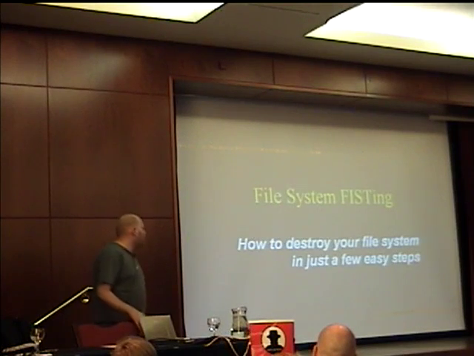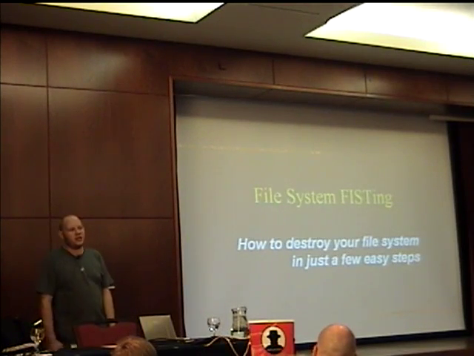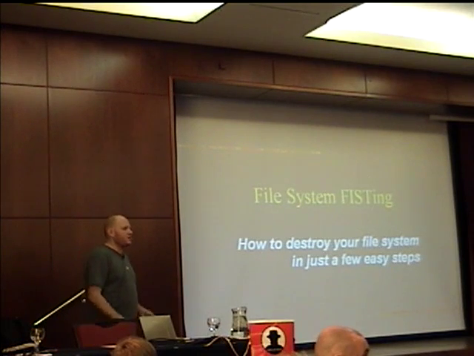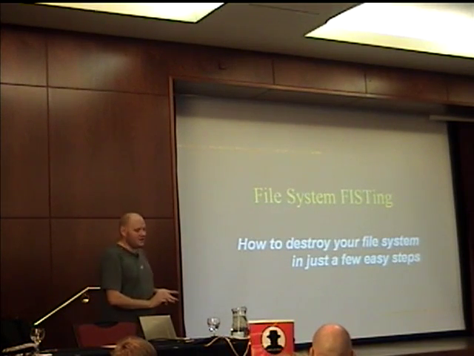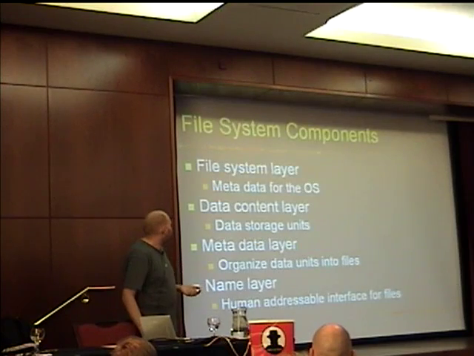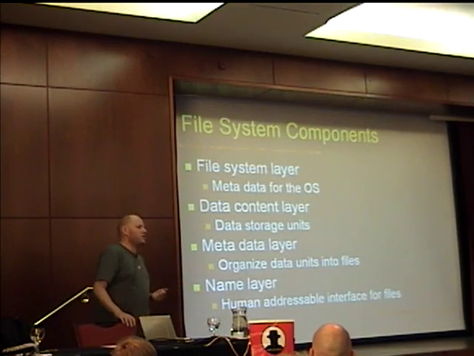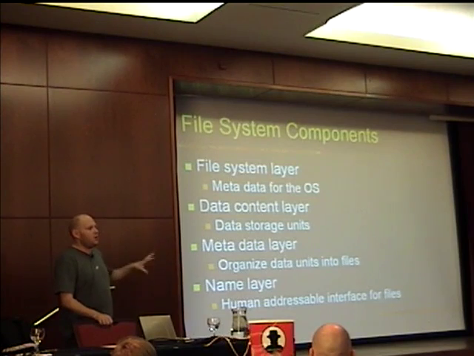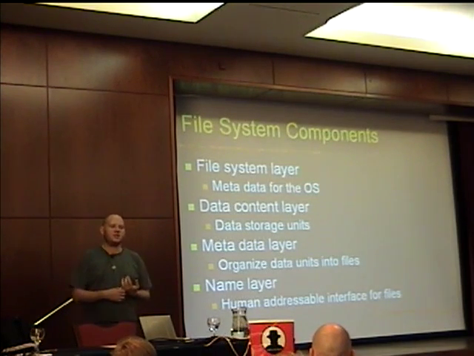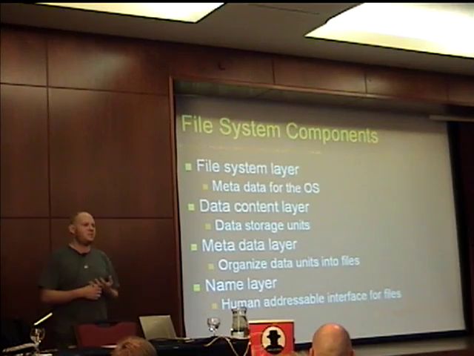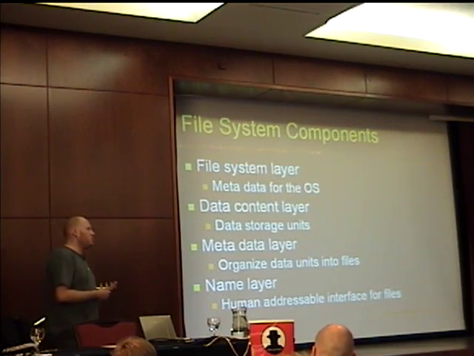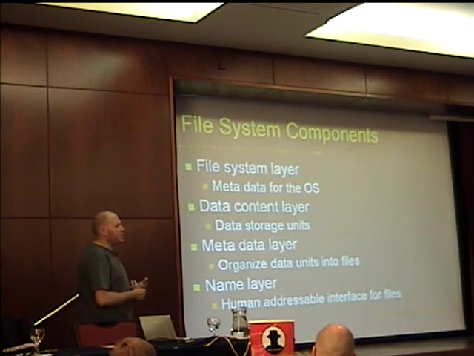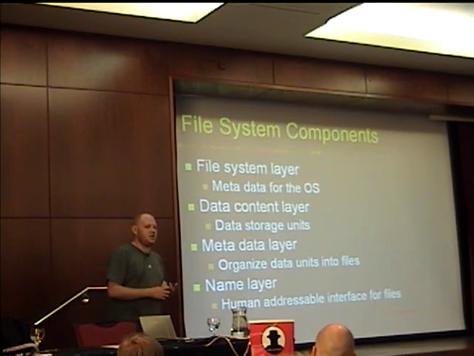Okay, good. So we can now look at actual attacks within the file system, or how to destroy your file system in a few easy steps. If we look at what we're going to be examining, we need to first understand how file systems are implemented and the core components that make them up. Then we're going to look at a specific implementation, which is ext2, and after that, we're going to go into specific attacks against ext2.